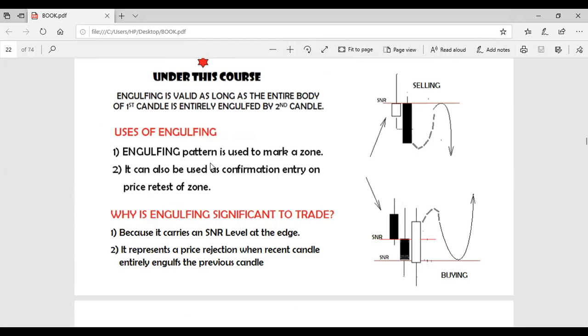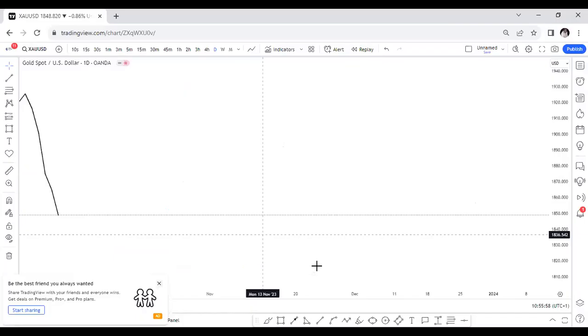The first use: we use the engulfing pattern to mark a zone. What do we mean by a zone? We'll talk about that. The second one, it can also be used as a confirmation entry on price retest of a zone. We can use engulfing to confirm a particular trade setup within a zone, to confirm an entry point, because we believe that if engulfing is established, price will usually come back to retest it.